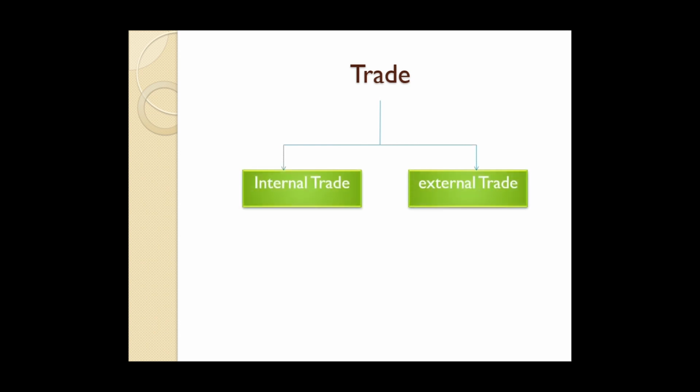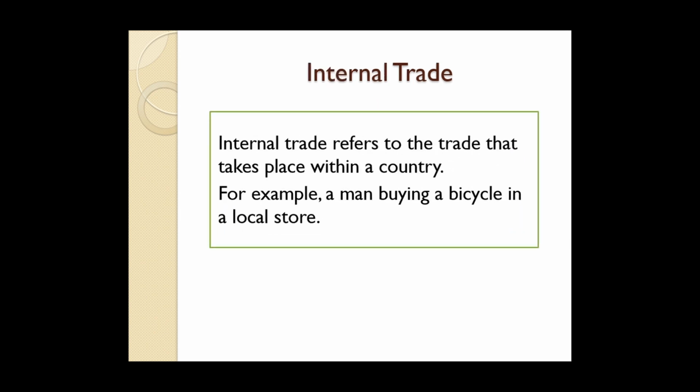So let's look at the different types of trade that we have. Mainly we have internal trade and external trade. We look at each of these separately. The first one is internal trade. Internal trade refers to the trade that takes place within a country.